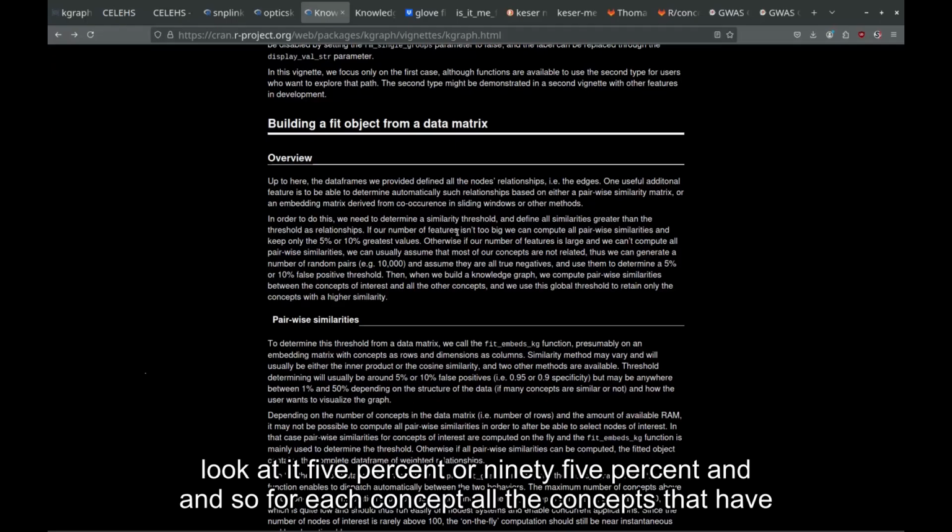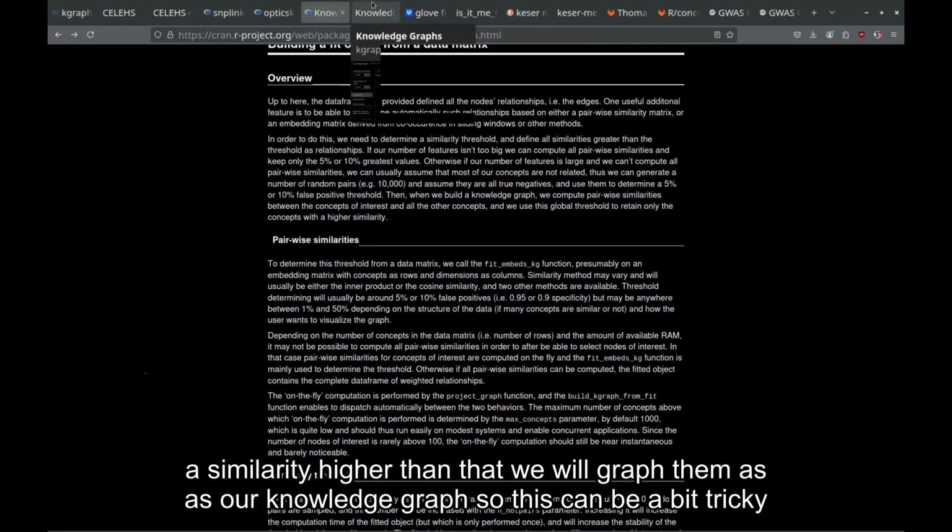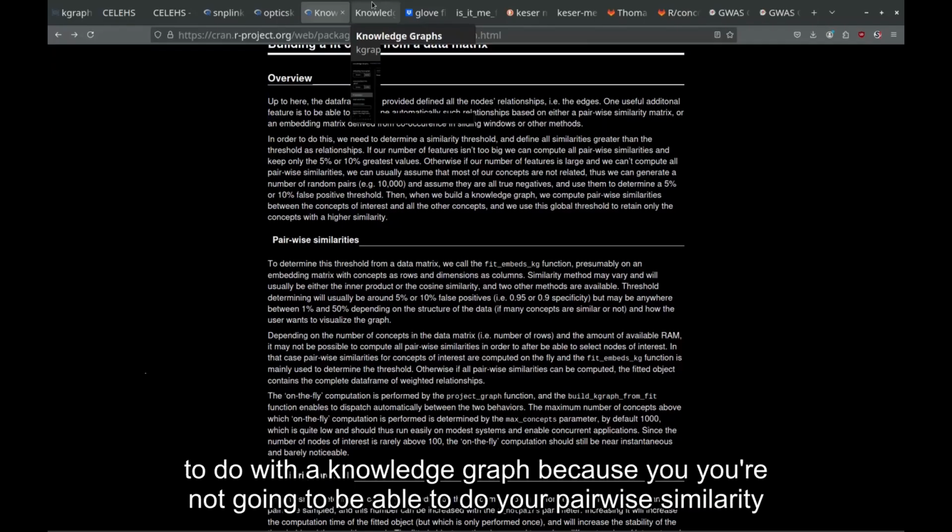And so for each concept, all the concepts that have a similarity higher than that, we will graph them as our knowledge graph. This can be a bit tricky to do with a knowledge graph.